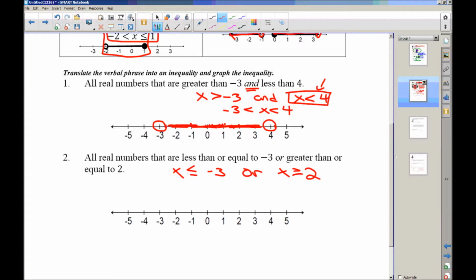Now, I like or much better. It's anything in either one. So I just graphed them both at the same time on the same grid. So here's the graph of x less than or equal to -3. And here's the graph of x greater than or equal to 2.